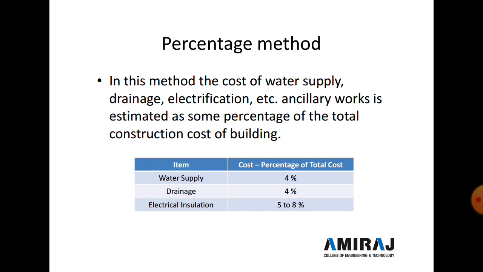So how to calculate the water supply 4%? Here the total construction cost is, say, 1 lakh rupees. So the total construction cost is 1 lakh rupees and the water supply percentage is 4%. So the water supply cost is 1 lakh rupees multiplied by 4%. So we got an answer. So it's the percentage method.